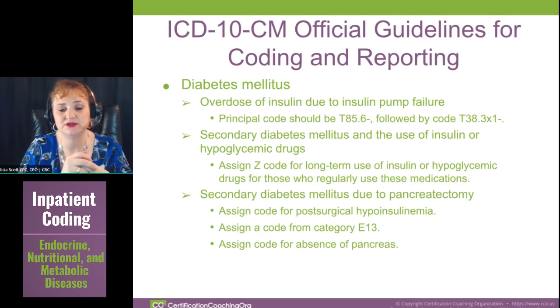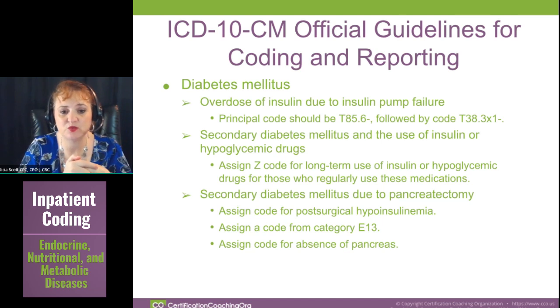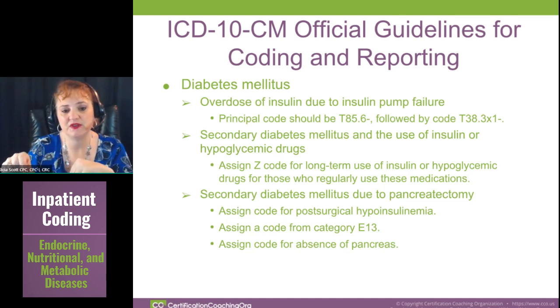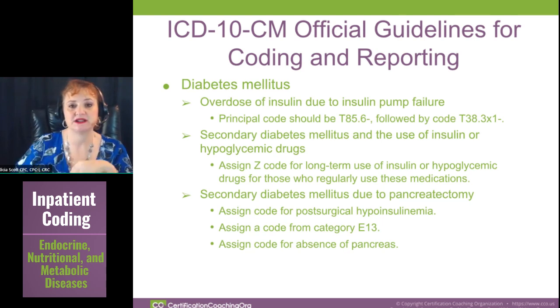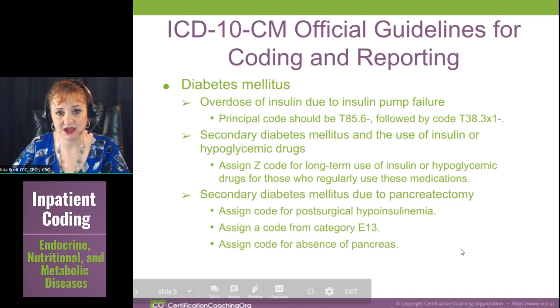Another reason might be due to a pancreatectomy. They don't have to take out the entire pancreas, but they can take it out in portions. There are codes for post-surgical hypoinsulinemia, meaning we did a pancreatectomy and the body, because of the surgery, has low insulin. These are going to be E13 codes, so familiarize yourself with those. If you end up using this code, you will also assign a code for the fact that we have absence of a pancreas. These are status codes. So why do we have hypoinsulinemia post-surgically? Because we took out the pancreas.